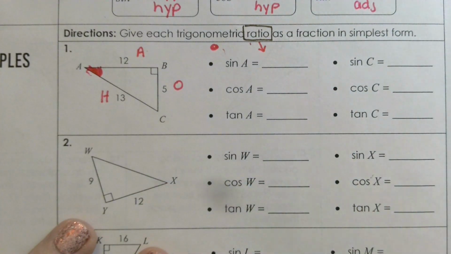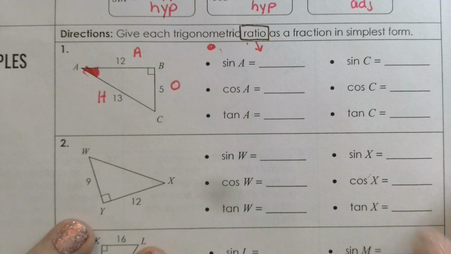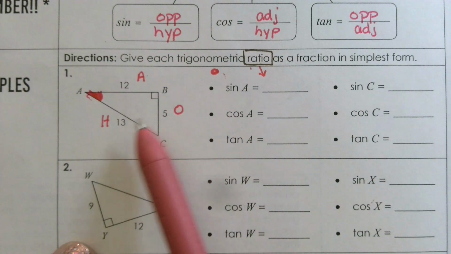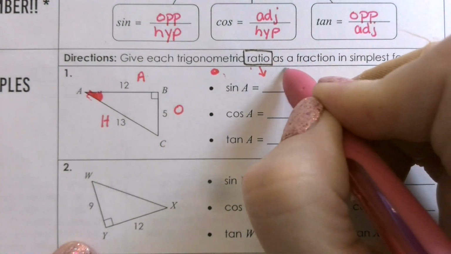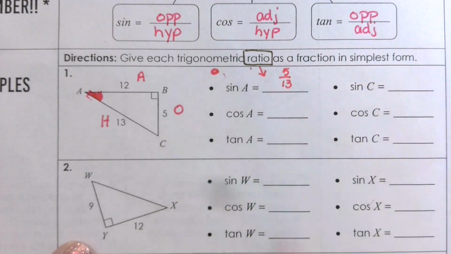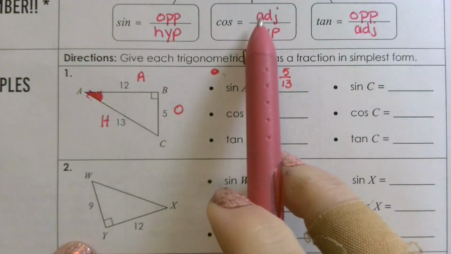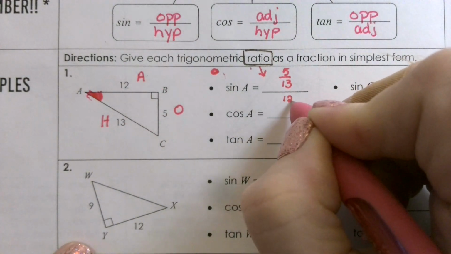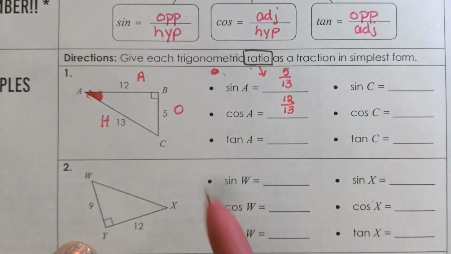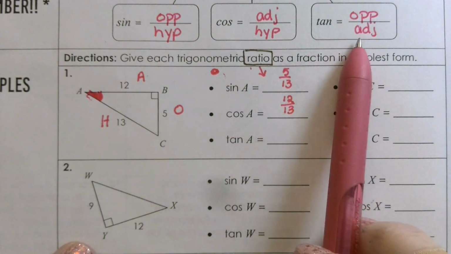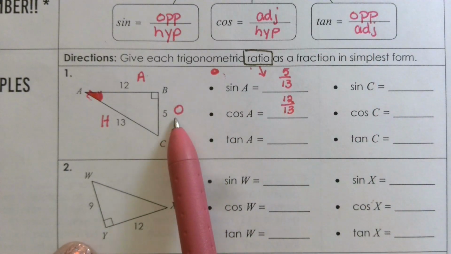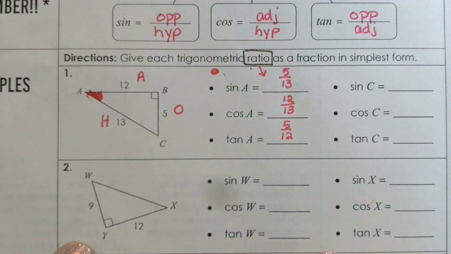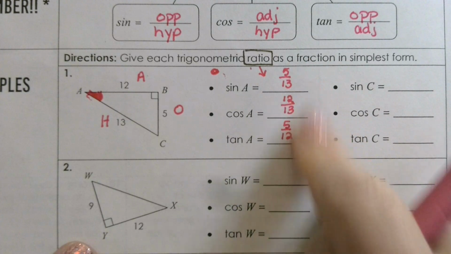Okay, so sine is opposite over hypotenuse, that's just 5 over 13. It's that easy. Cosine is adjacent over hypotenuse. It's going to be 12 over 13. And then tangent is opposite over adjacent. So that's going to be 5 over 12. None of those reduce, so you're done. If they reduce, and they will, then you have to reduce.